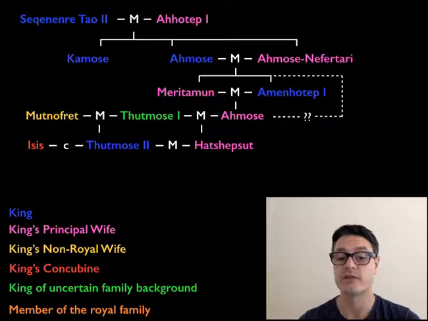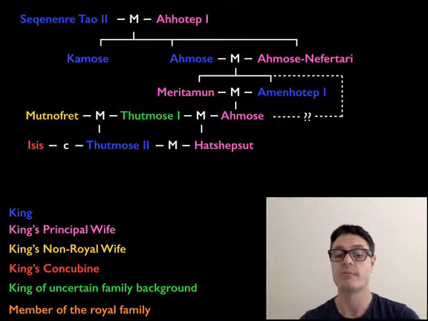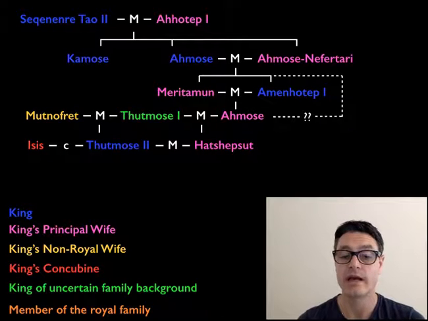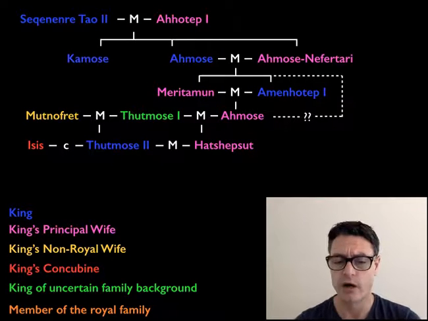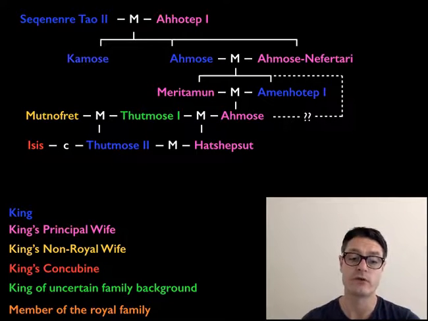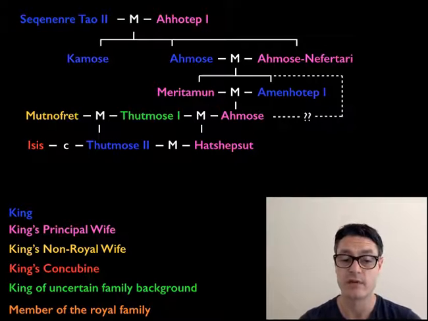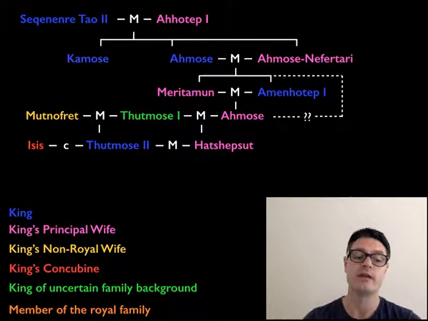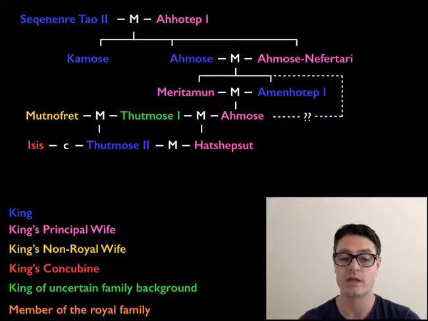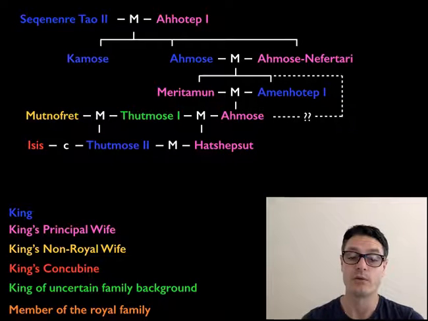Okay, so obviously Thutmose II becomes the next king, and Hatshepsut becomes his principal wife, but Thutmose II has another relationship with another woman called Isis. And it's speculated, we're not 100% sure about this relationship. She was either a non-royal wife or she was a concubine. So I've got there that she's a concubine in red with a little C indicating that they weren't actually married, but they had a relationship. A concubine is a woman with whom the king would have relationships but wasn't married to.